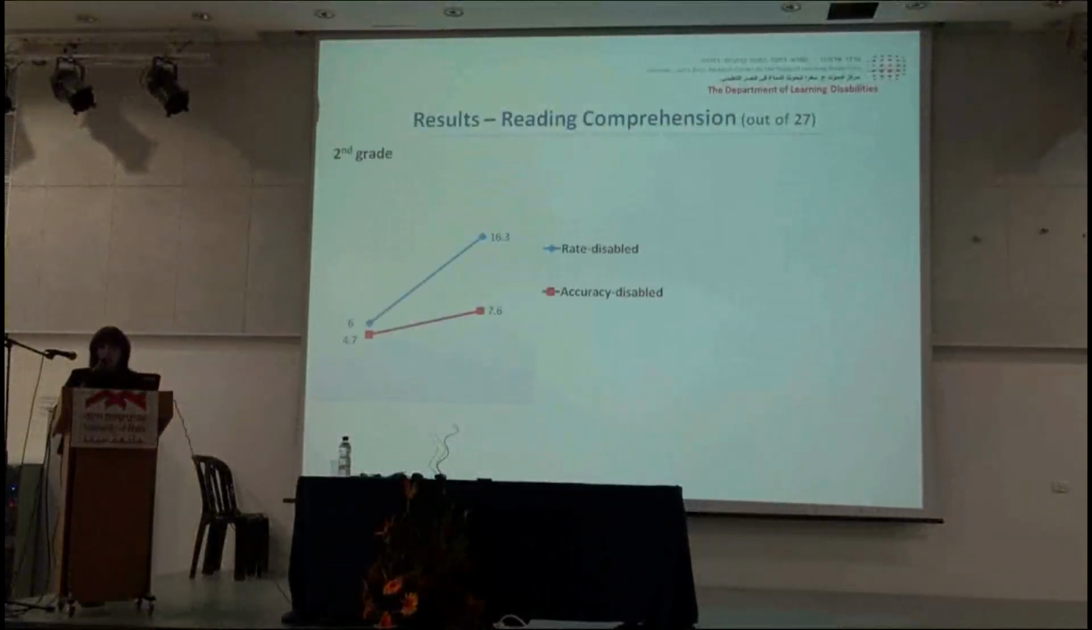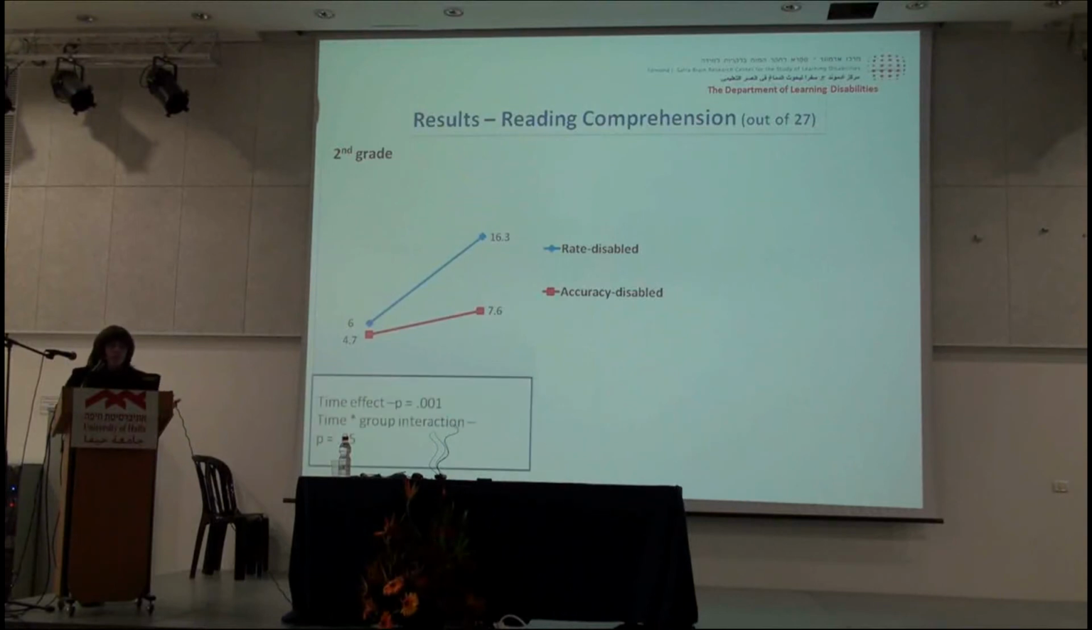But what about comprehension? There was a significant interaction. Again, rate disabled improved their comprehension, and accuracy disabled did not improve their comprehension. And it was the same in grades 3 and 4.